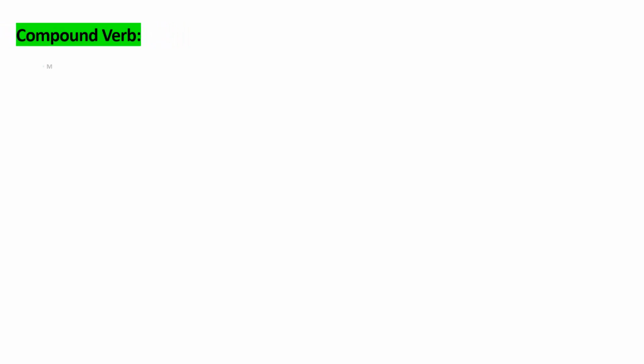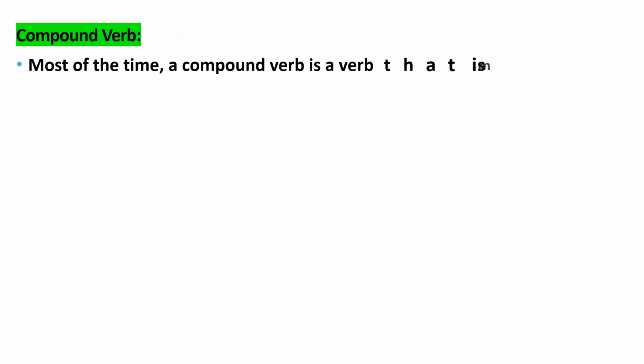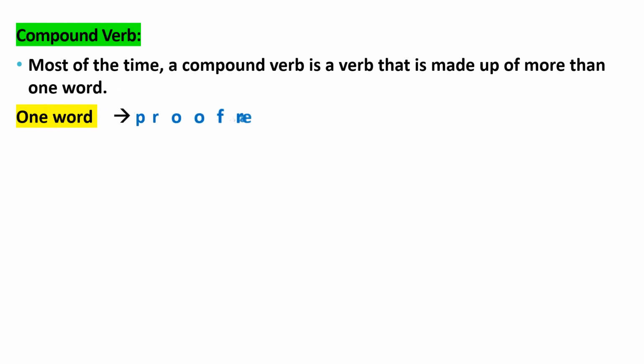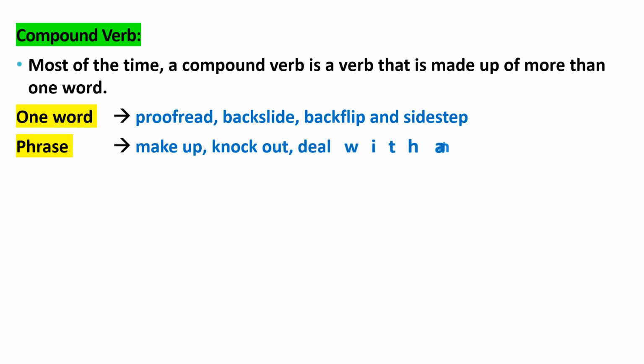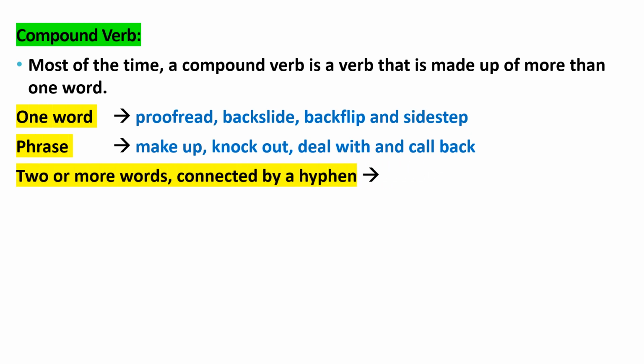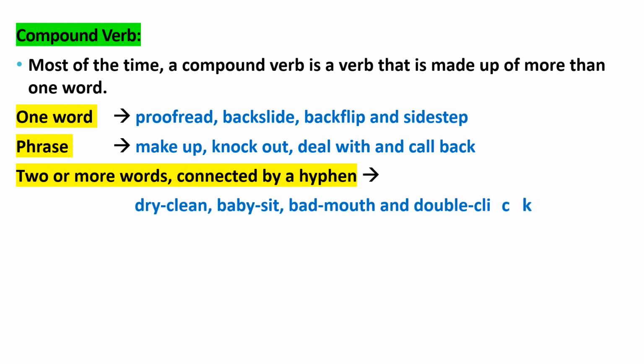Compound verb. Most of the time, a compound verb is a verb that is made up of more than one word. Compound verbs can be one word, like proofread, backslide, backflip, and sidestep. Or a phrase with more than one word, like make up, knock out, deal with, and call back. Or they can be two or more words connected by a hyphen, like dry-clean, babysit, badmouth, and double-click.